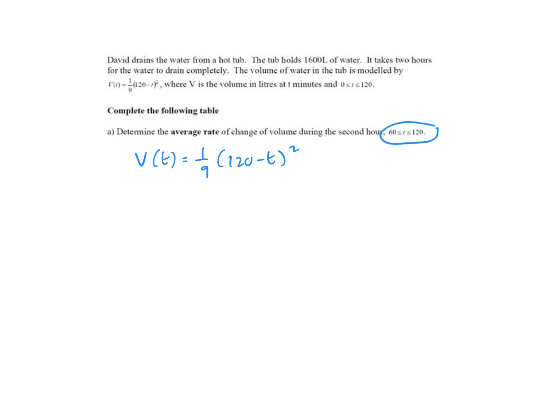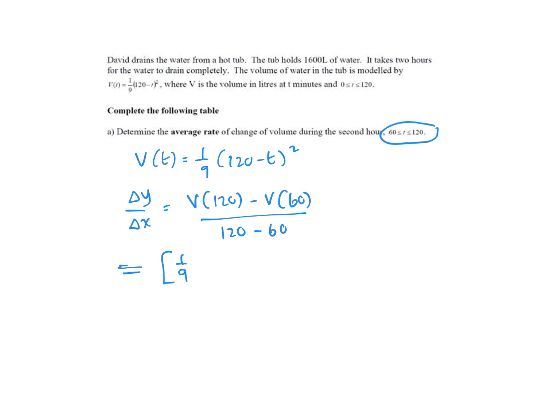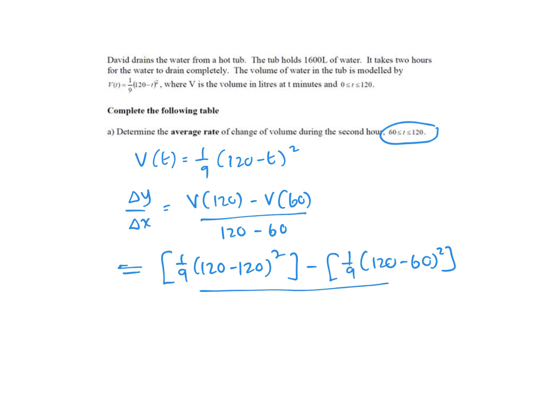So again, we'll do delta y over delta x, or in this case it will be the volume at 120 minus the volume at 60 over 120 minutes minus 60 minutes. So we'll just put those values into the equation. Generally, if there's any errors made, it's usually a calculation error. It's not too difficult to find the rate of change or the slope of the line, but sometimes we make mistakes when we are plugging in these numbers into our calculator or into the equation. So just be careful when you are doing these calculations.